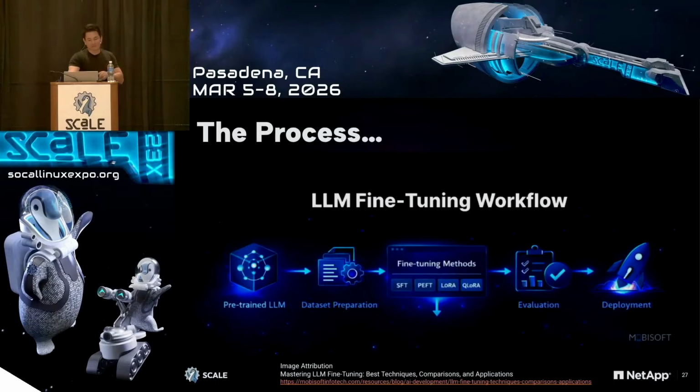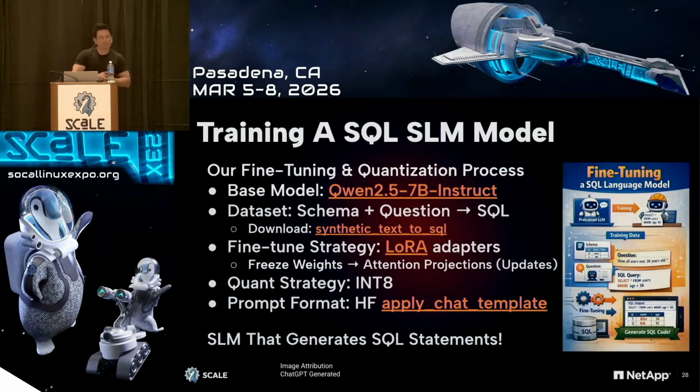So the process is very similar. Start with a review. Start with an existing model, and in our demo, we're going to use Qwen 2.5 7 billion parameter. You have a data set, you fine-tune it, then you validate it, and then you deploy it. The model we're going to use is a SQL small language model that will understand how to generate SQL statements and understand SQL statements. So that's what we're building.